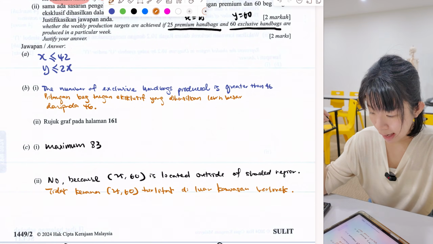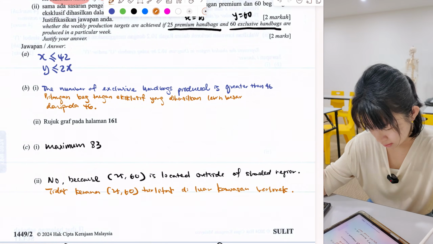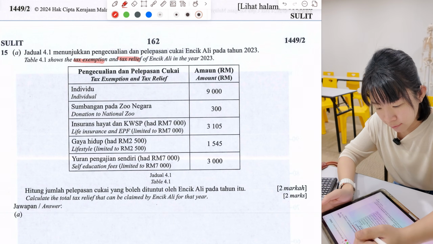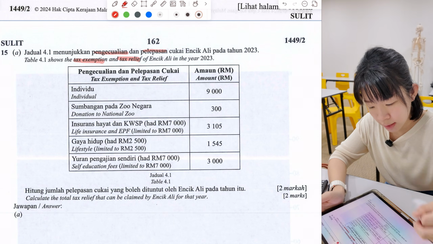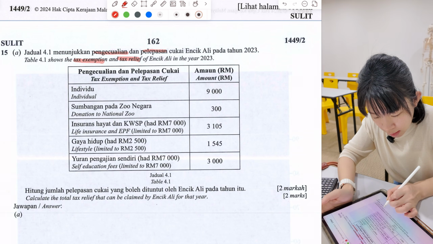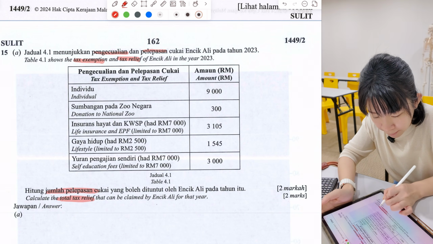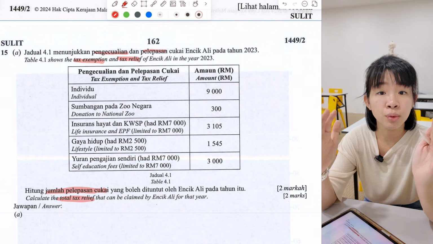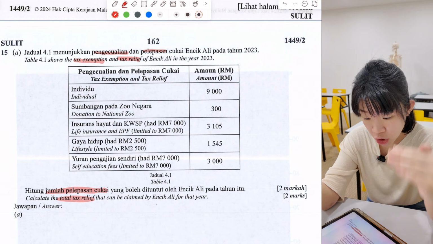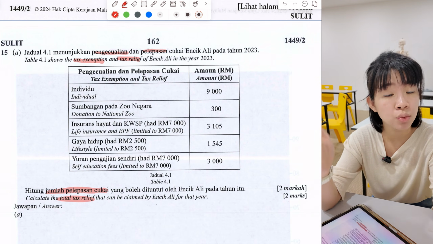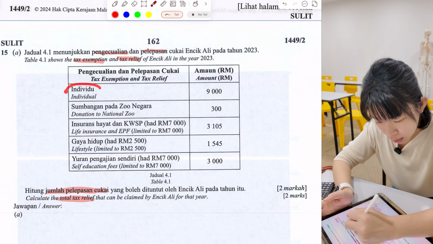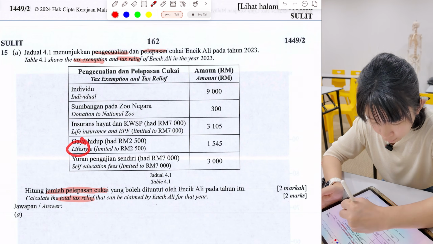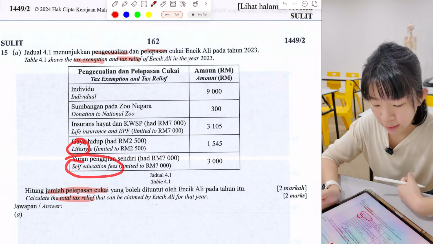So that's it, and let's look at the last question. The table shows tax exemption and tax relief, pengecualian cukai, pelepasan cukai. So here they ask what is the total tax relief, jumlah pelepasan cukai, that can be claimed by Encik Ali for the year. So you have to be able to differentiate which is tax exemption, which is tax relief. So let's check: individual, donation, life insurance and EPF, lifestyle, self-education fees.